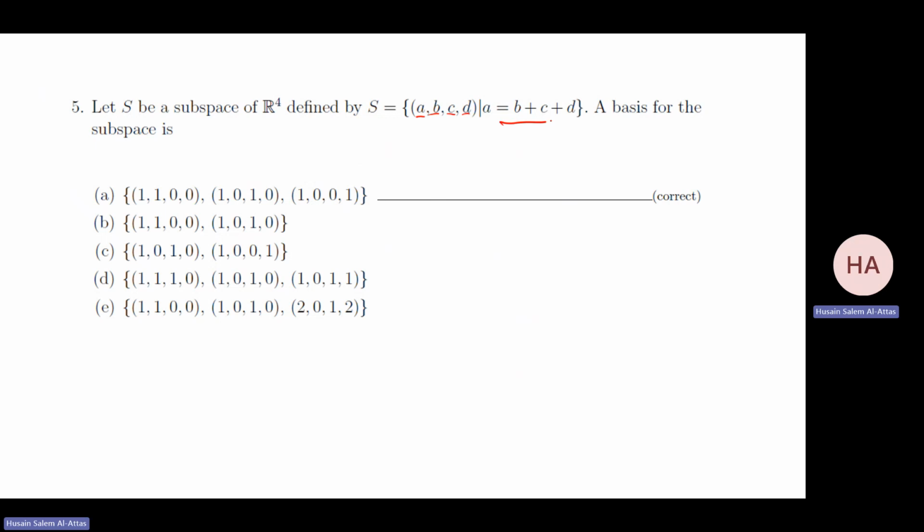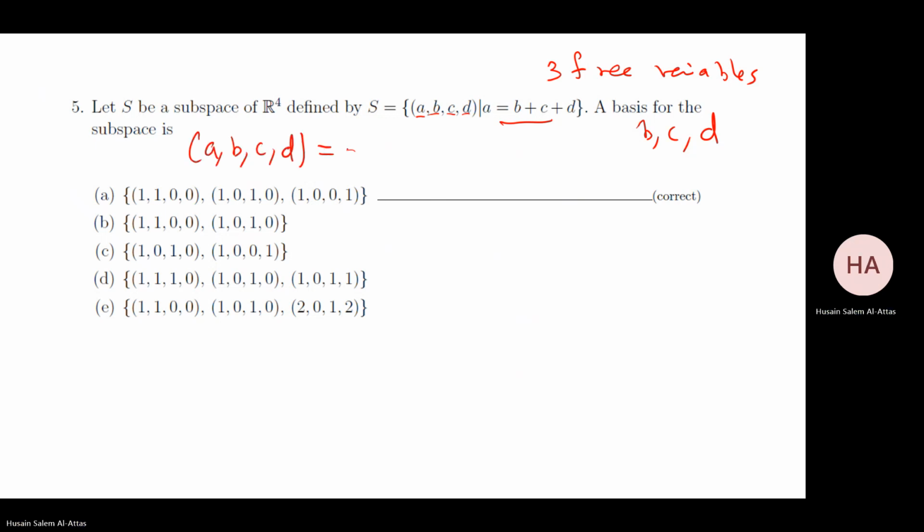how many free variables do I have? I have three free variables, which are B, C, and D. What I mean by three free variables is that I can put any value I like for B, C, D, and then A depends on these three free variables. So I need to write the element in this format.